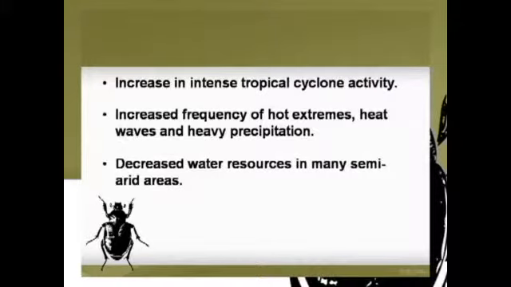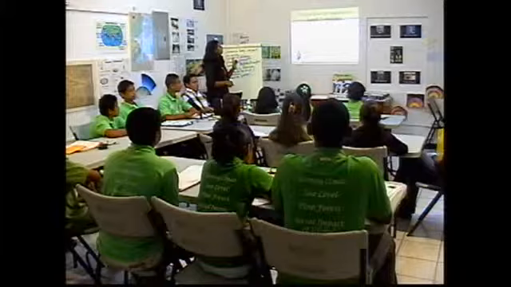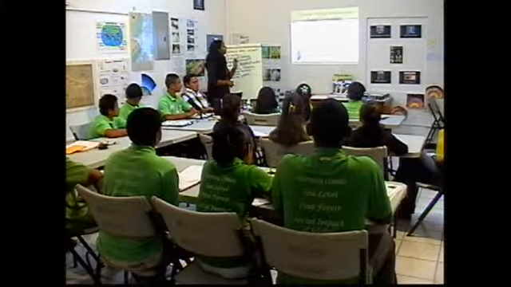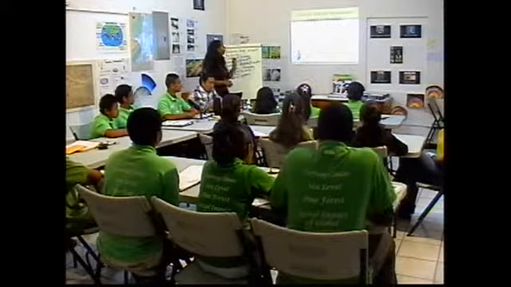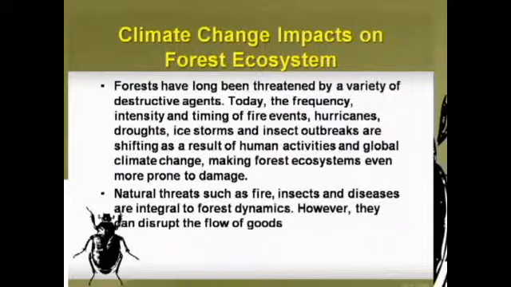Now, I had just read something in regards to forest ecosystems. This is the way climate change will impact our forests. Forests have been threatened by a variety of destructive agents. Today, the frequency, intensity, and timing of fire events, hurricanes, and droughts, including ice storms and insect outbreaks, are shifting as a result of human activities and global climate change, making forest ecosystems even more vulnerable or prone to damage.